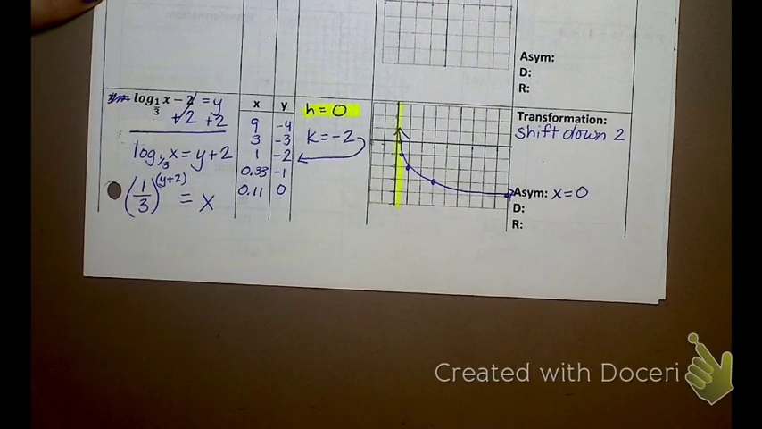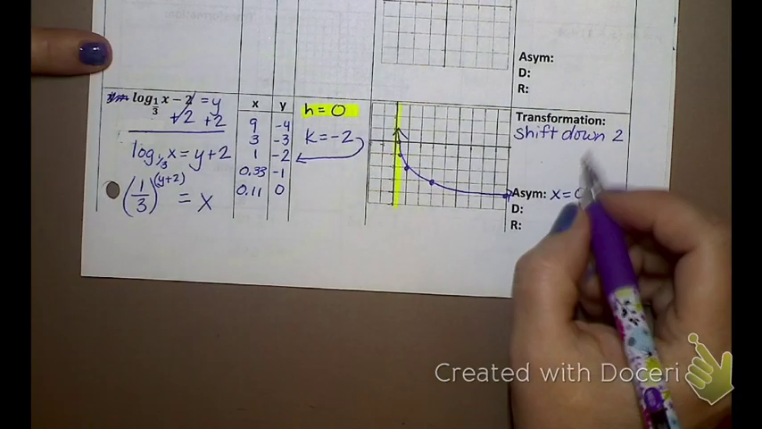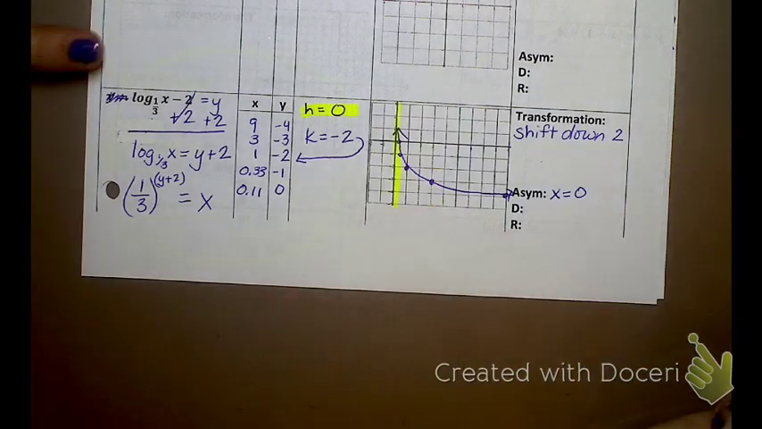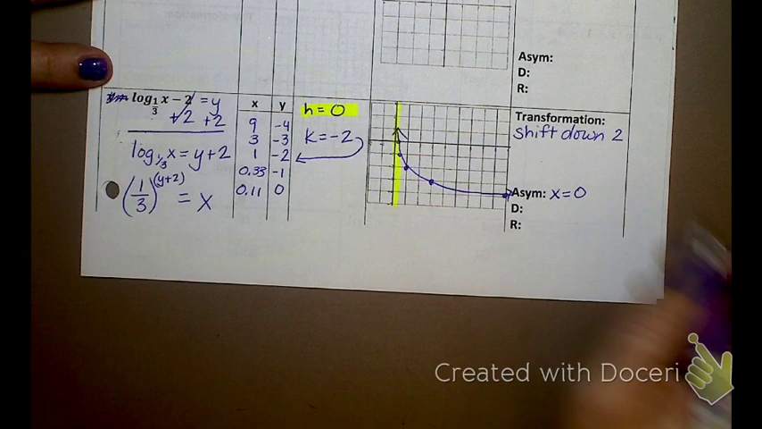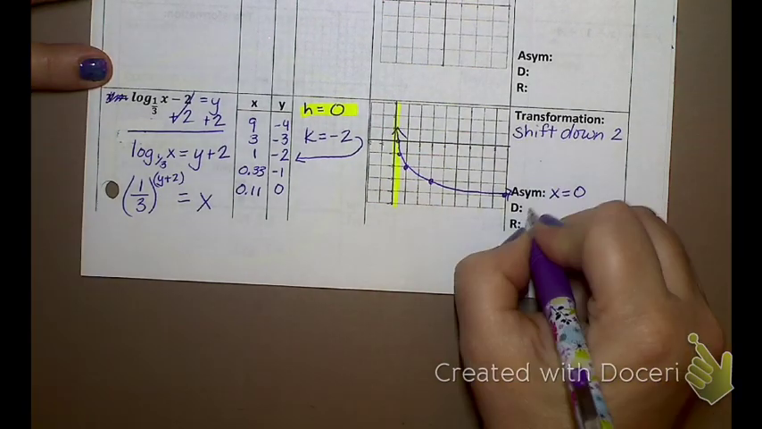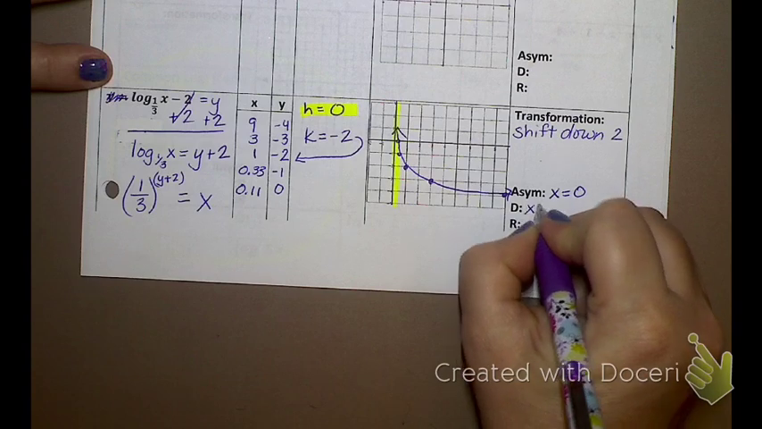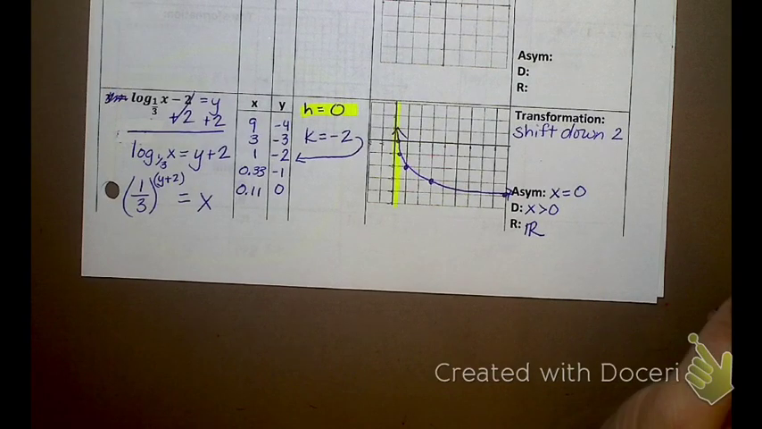Okay, so let's talk domain and range. What is my domain? Which one's all real numbers? Domain or range? Range is all real numbers. What's my domain? X is greater than 0. I think almost all of our log graphs, it's always greater than.